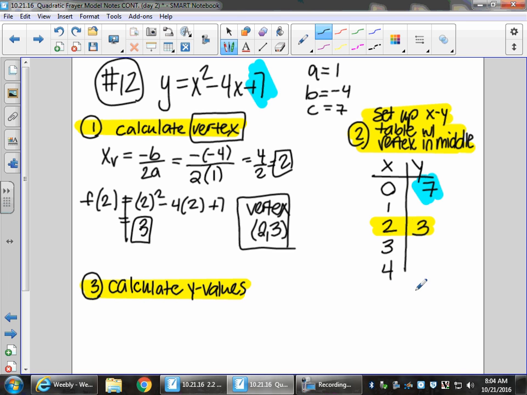If this is 7, what else is 7? Right away, because of that symmetrical quality. Prove it to yourself right now if you want. Do f of 4, because we didn't do f of 0, so go do f of 4. We're going to prove it to ourselves right now. Yes?